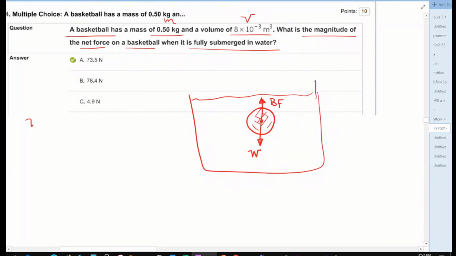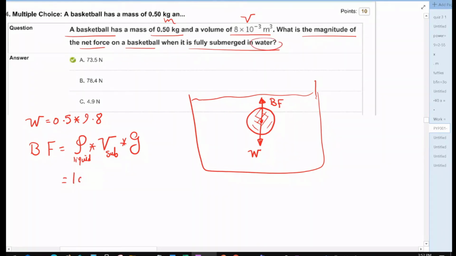So what's the weight of the object? Mass times gravity, which is half times 9.8. What about the buoyant force? It's rho times V times g. Rho of the liquid, density of liquid, V submerged, the submerged volume, times gravity. What's the density of the liquid here? Is it water? Water. So the density is 1000.